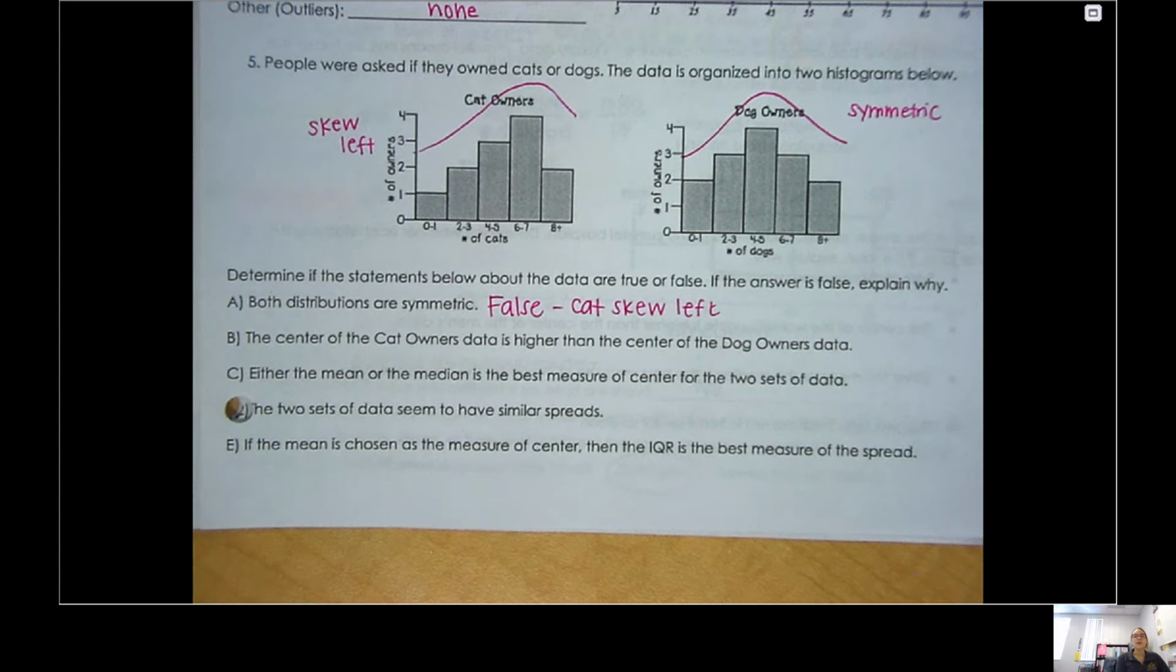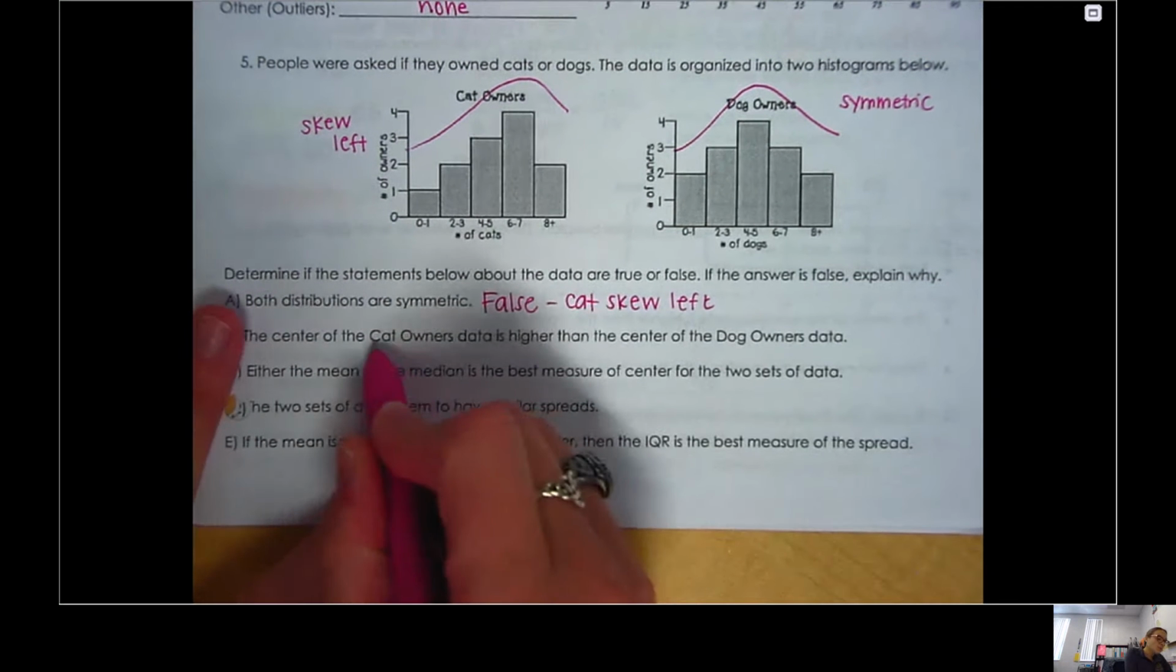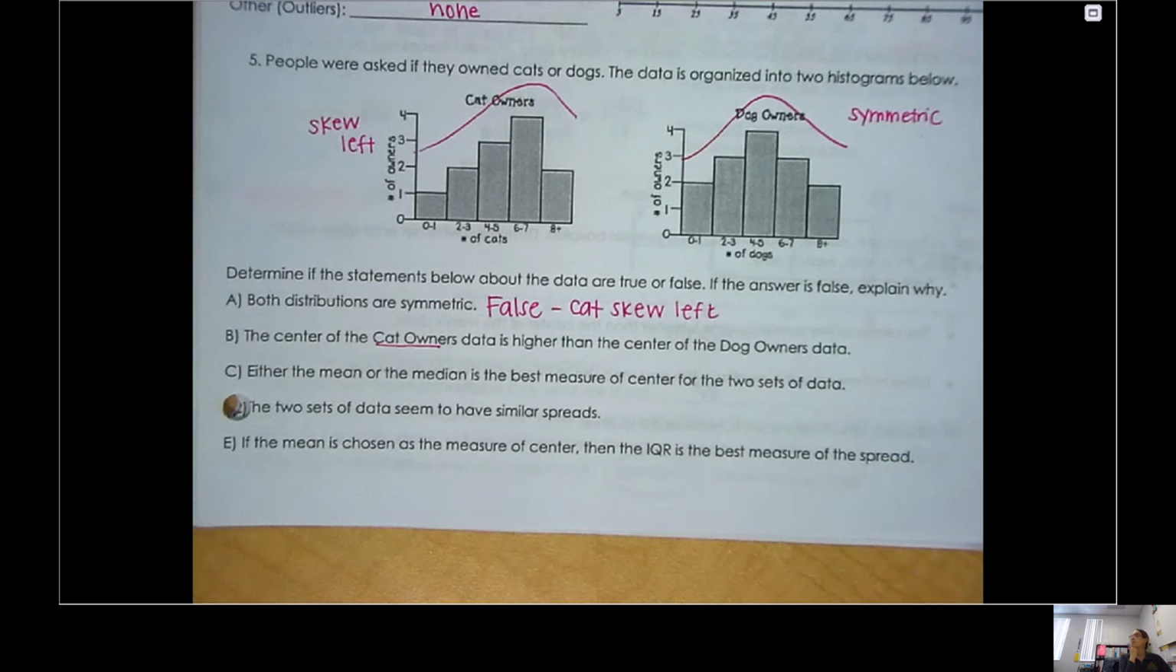All right, letter B. Show me with your thumbs. The center of the cat owners' data is higher than the center of the dog owners' data. Yes or no? Thumbs up, thumbs down. I see a couple thumbs up. I see a couple thumbs down. Ooh. All right, so let's look at the cat owners. Where is the center? Where should the center be? The center goes to the top of the peak.